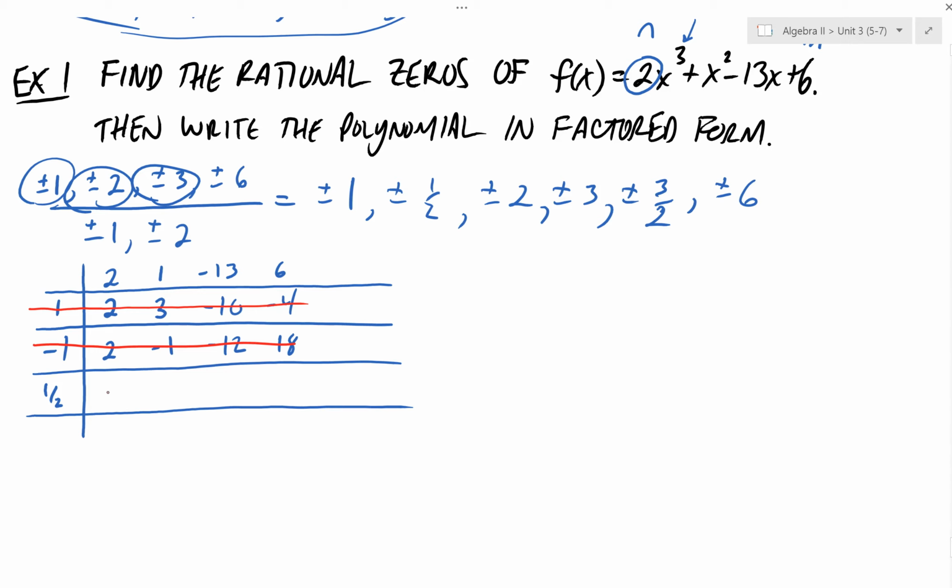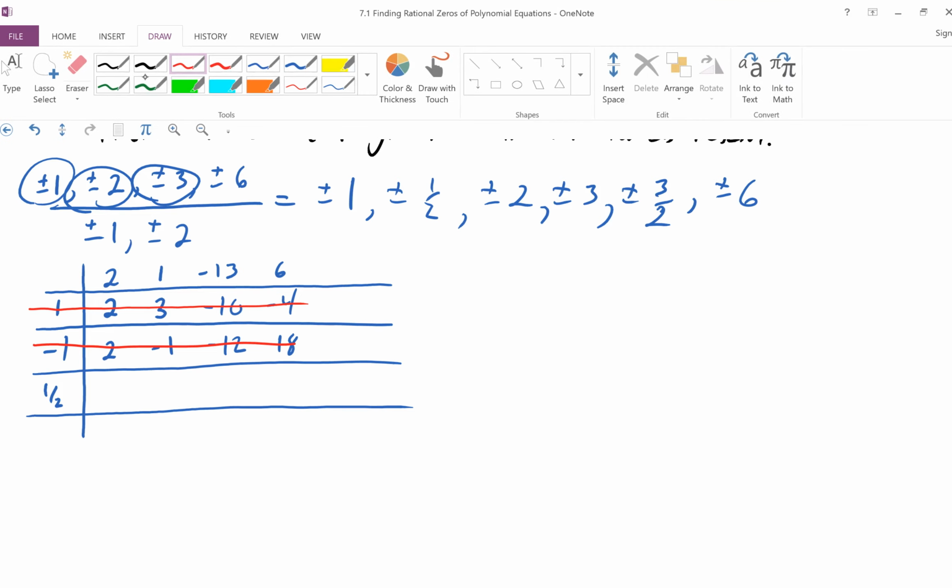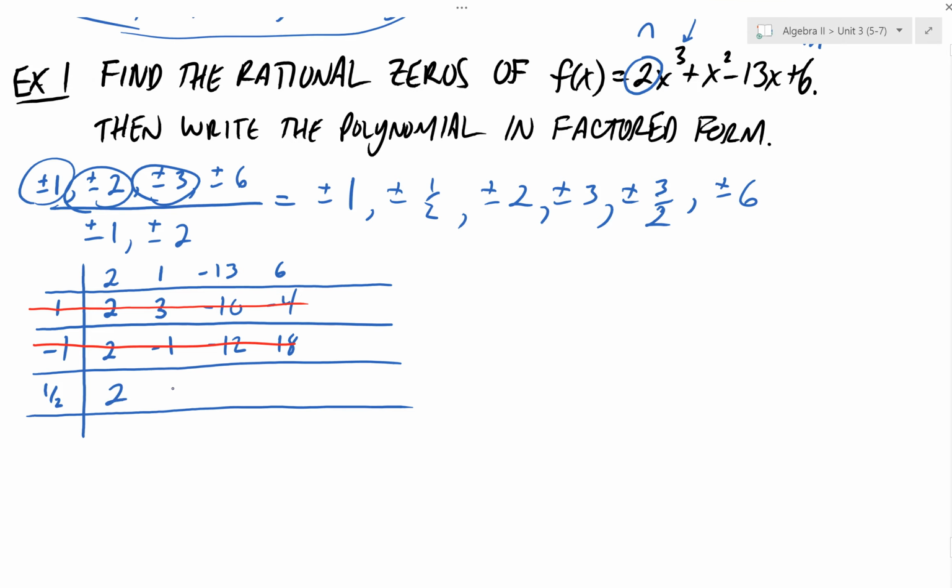Okay, Noah, what did you get for that row? I got 2, 2, negative 12, 0. That's correct. Okay? Since we got a 0 here, that means we found a factor that divides evenly. So we know that x equals 1/2 is a root.